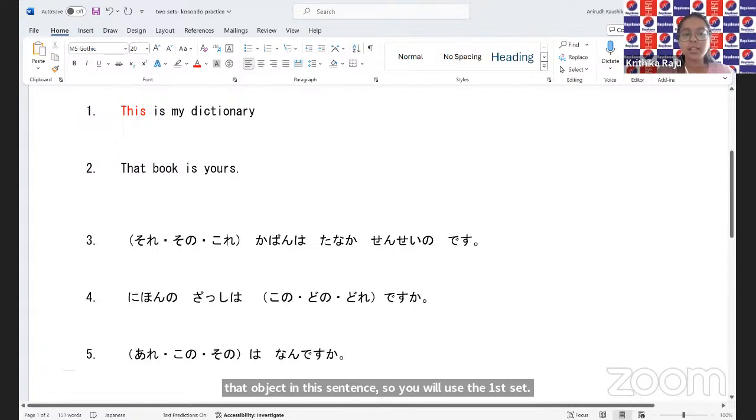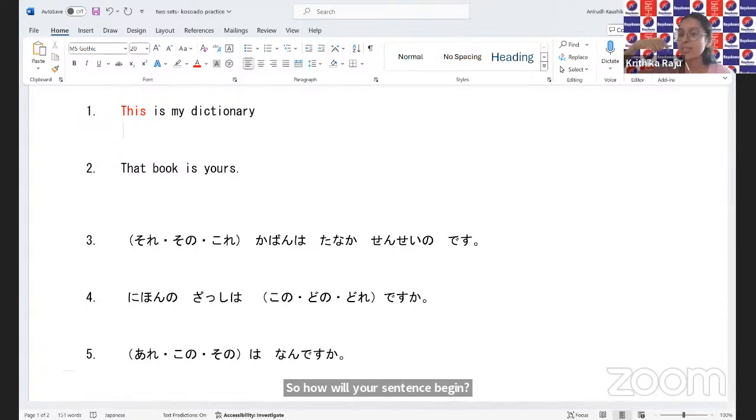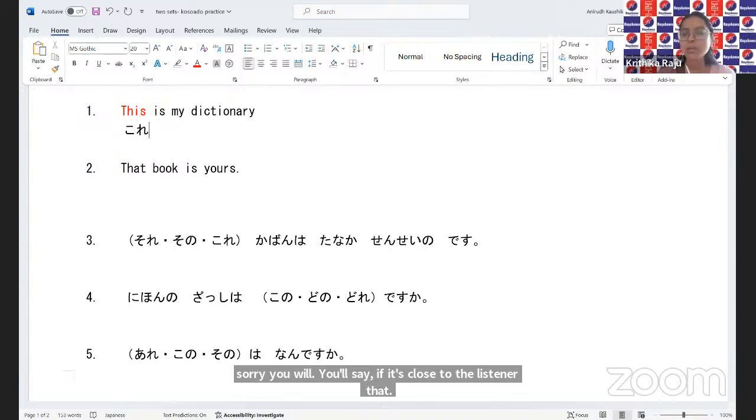Sore, this, close to the speaker. So what is the word? Kore, correct. Sore, you will say if it's close to the listener, that. Kore, followed by the topic marker, wa.